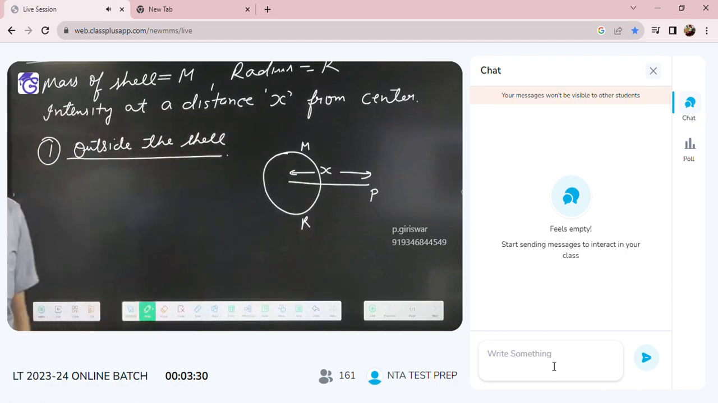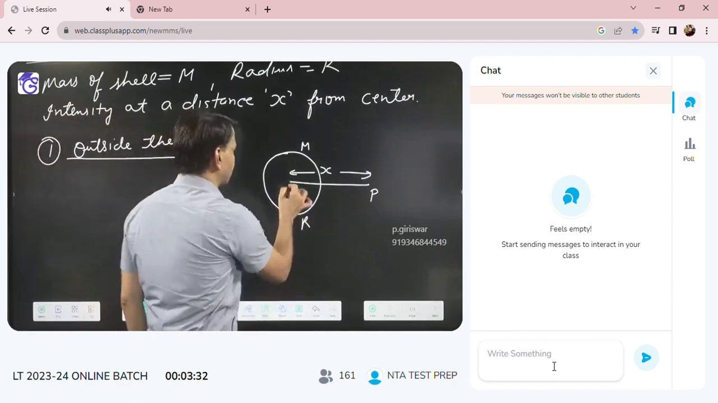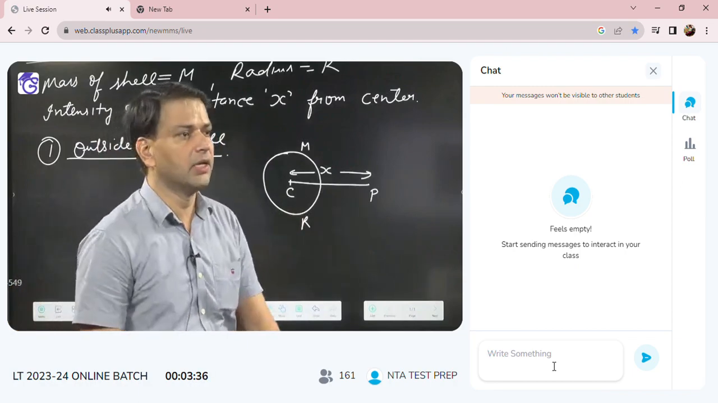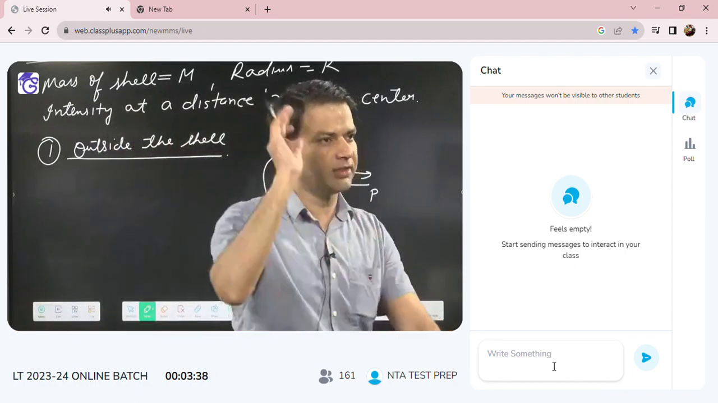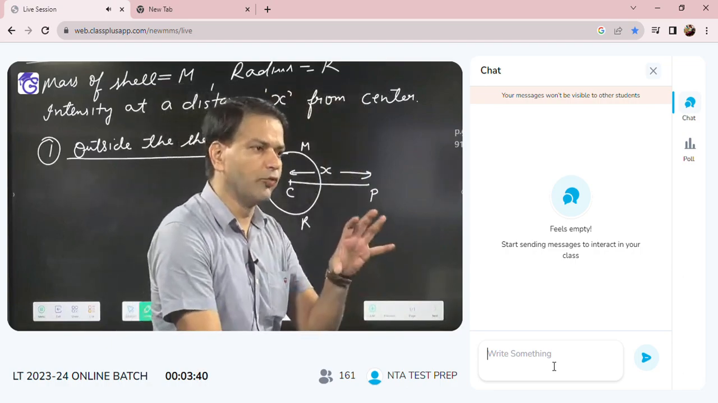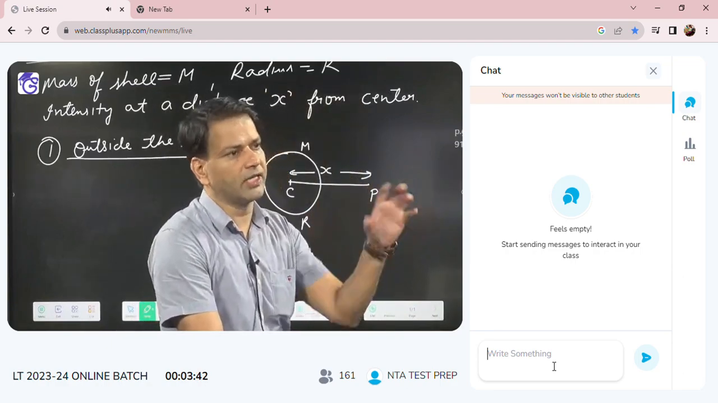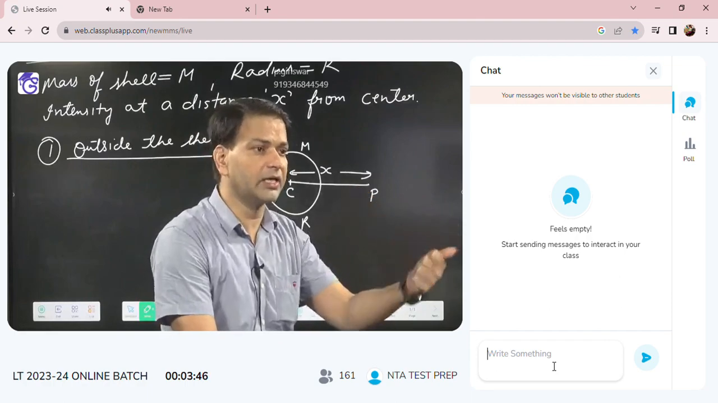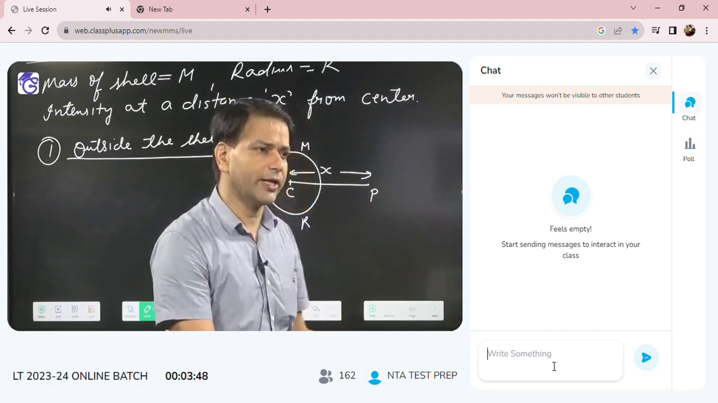So we want to find the intensity at the point P and the center is C. From the center, the distance of the point P they have given is X. One thing I said in the gravitation in the first lecture: to find the force between the solid sphere and the hollow sphere, we can replace the sphere by a point mass and assume it at the center. So in the same way we can do here.